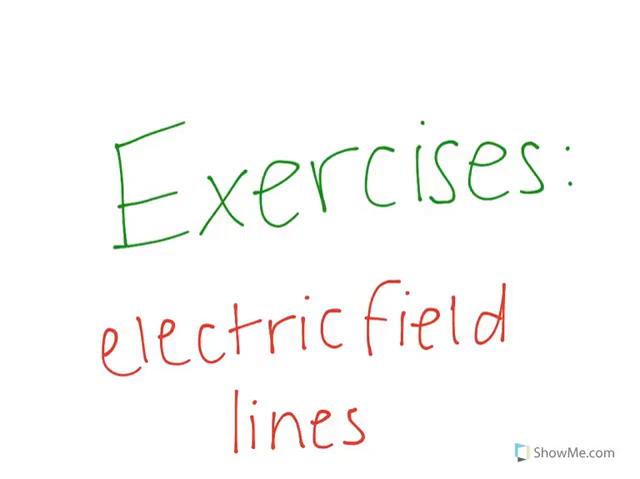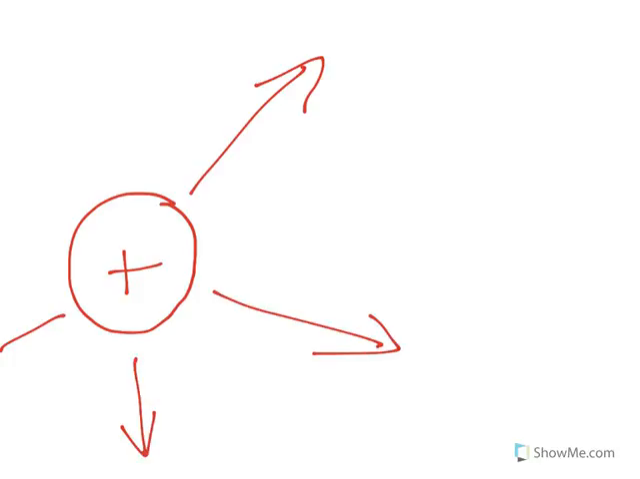Now let's try some exercises with electric field lines. Let's start with some very basic review. Here we've got a positive charge. What direction would the electric field lines be pointing in this electric field? Well, since this is a positive charge, a test charge would move away from it. So our electric field lines are going to point radially outward from our positive charge.